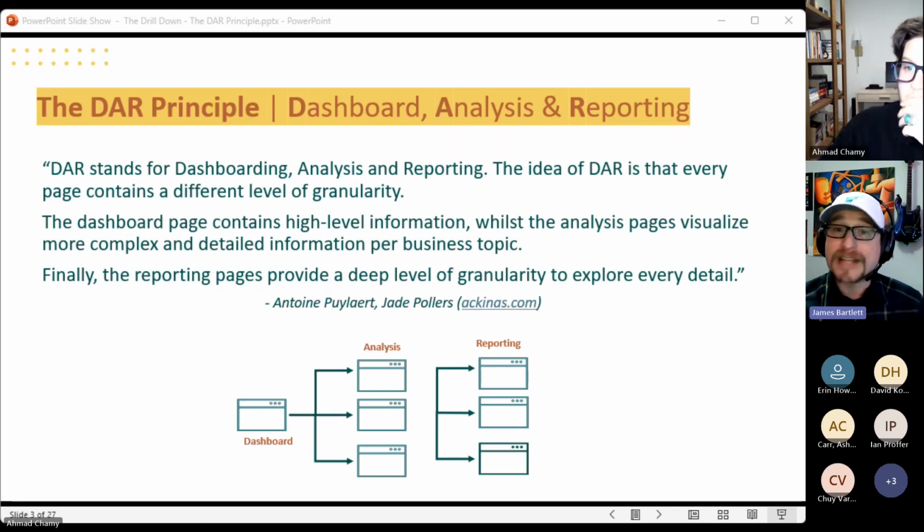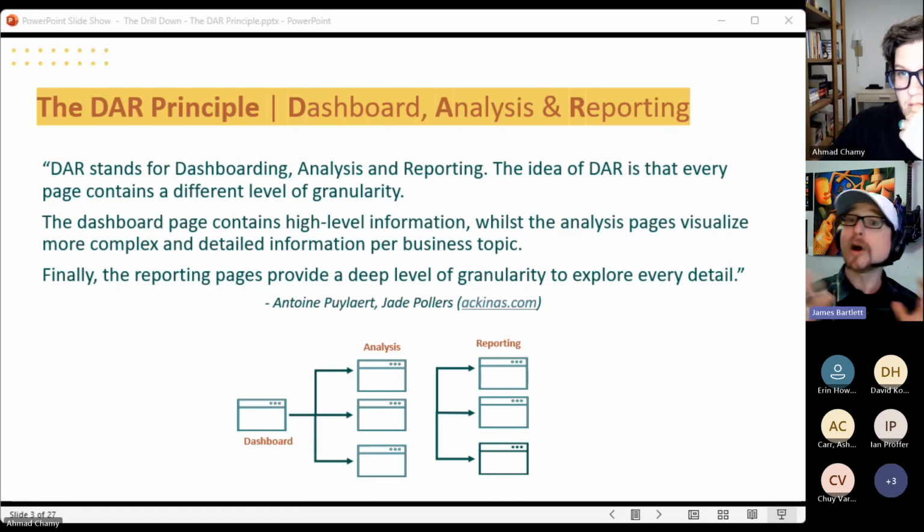So the dashboard page should contain high-level information. This is basically executive-level stuff, elevator pitch, the stuff that's like, hey, just check on it, go in there, take a look. Is anything on fire? Okay, no? Good, I'm going to go do other stuff. Oh, something's on fire? Find out more about what's on fire. That's kind of the dashboard level of things.